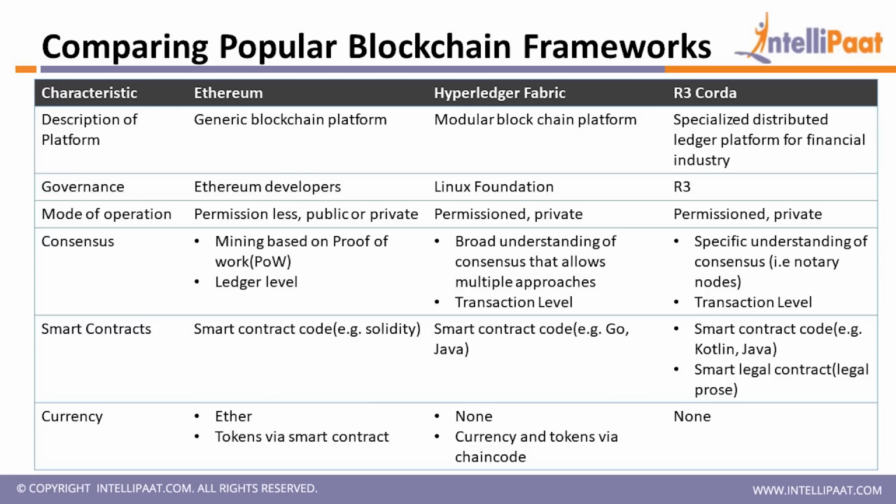Currency produced by Ethereum is Ether, and tokens are created via smart contracts. In Hyperledger Fabric, there is no currency produced, while currency and tokens can be generated via chaincode. There is no inherent currency in Hyperledger Fabric. You can design the currencies and tokens as per your business logic in Hyperledger Fabric. R3 Corda has no currency, and this is basically used for the financial industry.